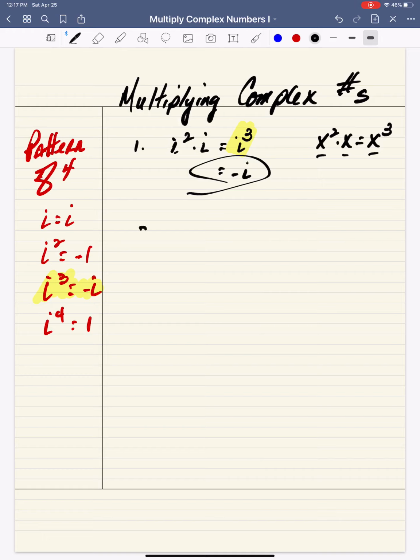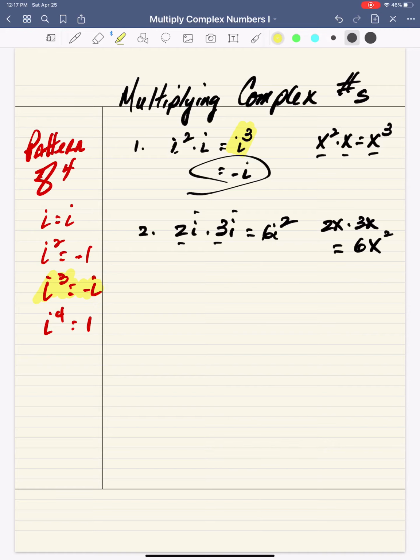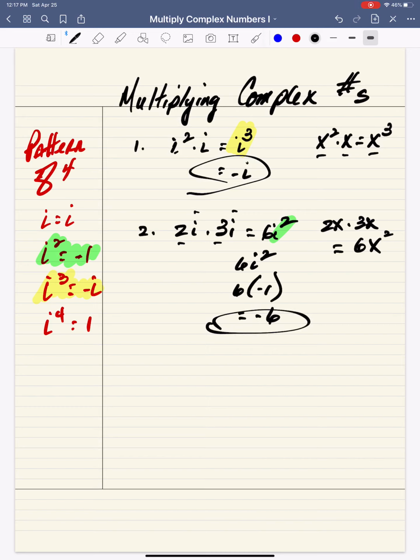Okay, let's try another one. Let's say you have 2i times 3i. Well, that's the same thing as saying 2x times 3x, which of course is 6x squared. Here, 2 times 3 is 6, right? 2 times 3 is 6. And then i times i is going to be i squared. And once again, that little caveat says you have to look over and see what i squared is. And i squared is -1. So instead of 6i squared, it's really 6 times -1, which is -6.